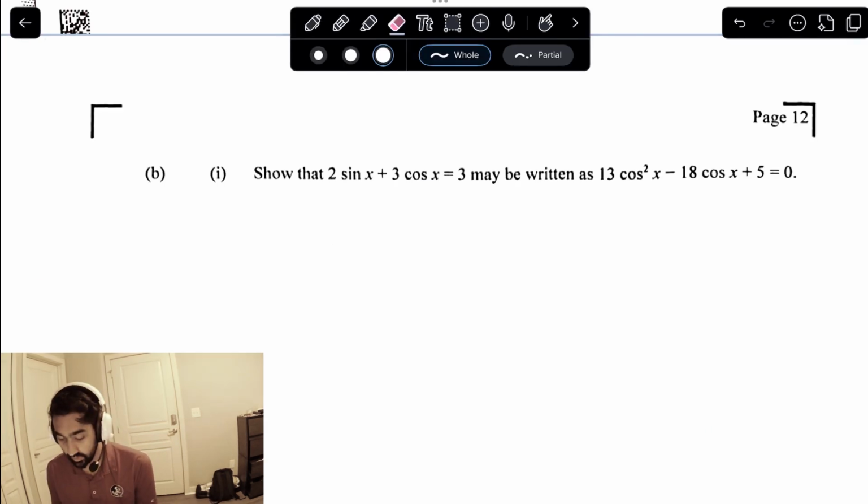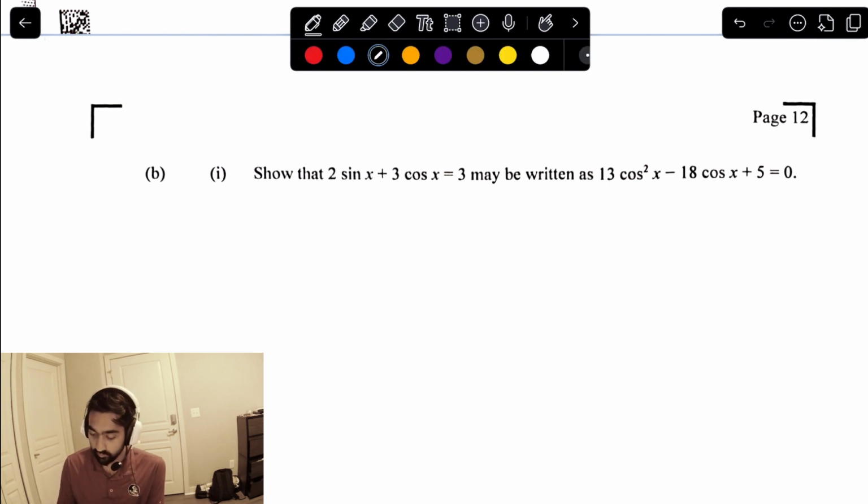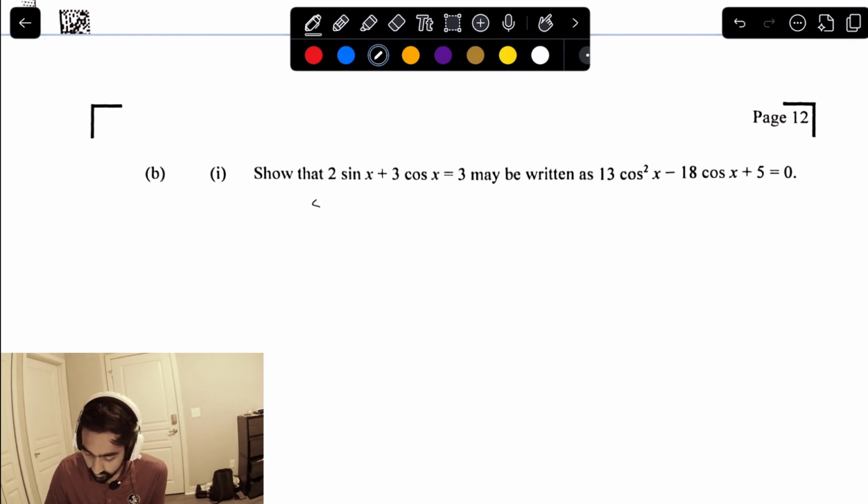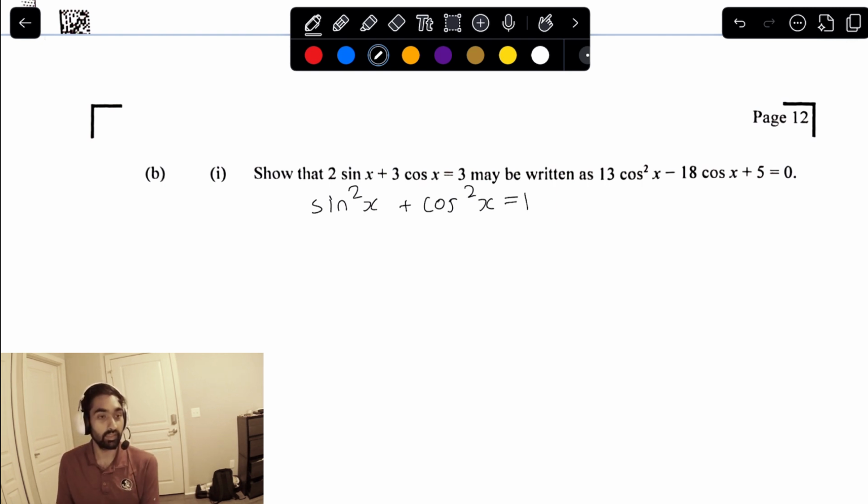So now let's do part B. Part B first asks us to show that 2 sine x plus 3 cosine x equals 3 can be rewritten in the form 13 cos squared x minus 18 cos x plus 5 equals 0. If you look at what they're asking us to show, there is no sine x. So basically what we have to do is get rid of sine x, and we're going to do that using the trigonometric identity sine squared x plus cos squared x equals 1.